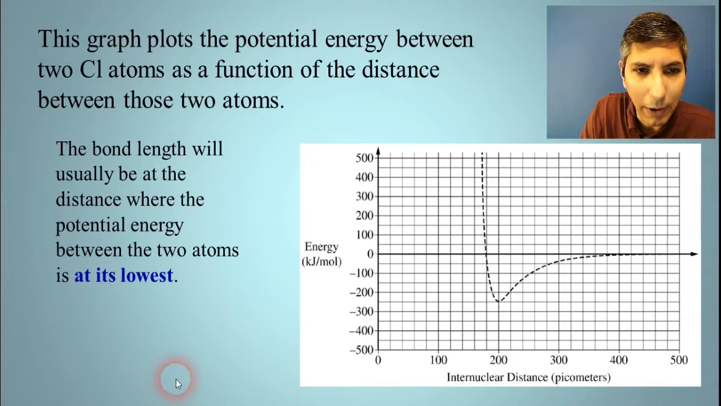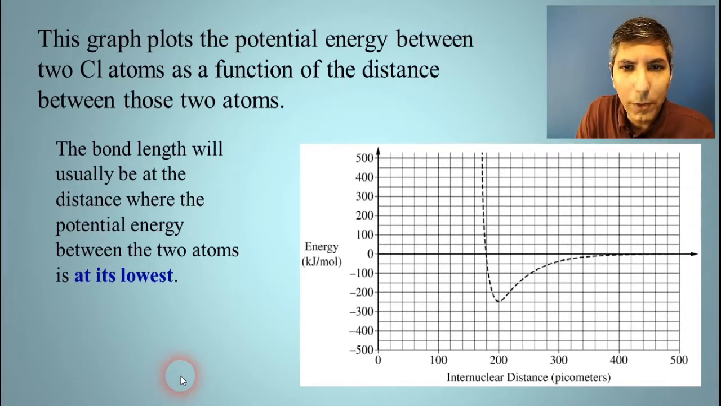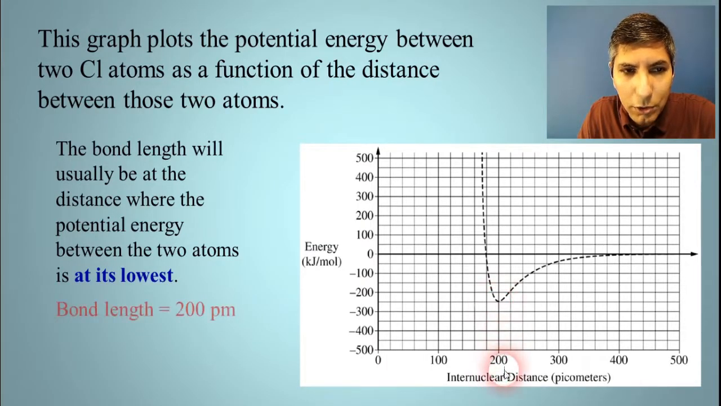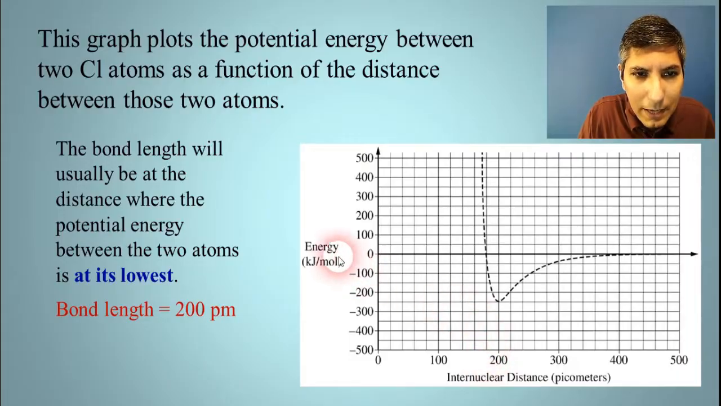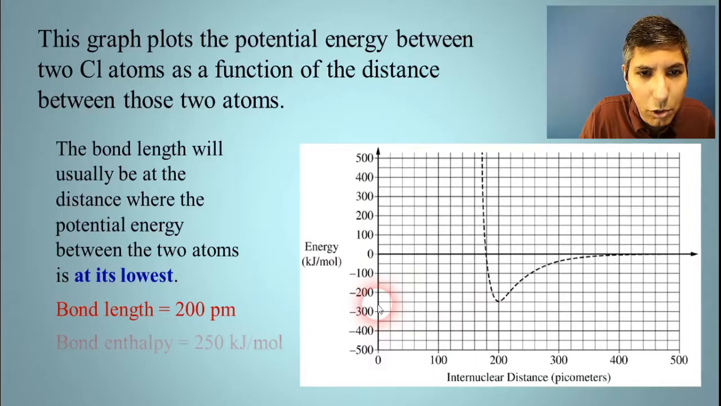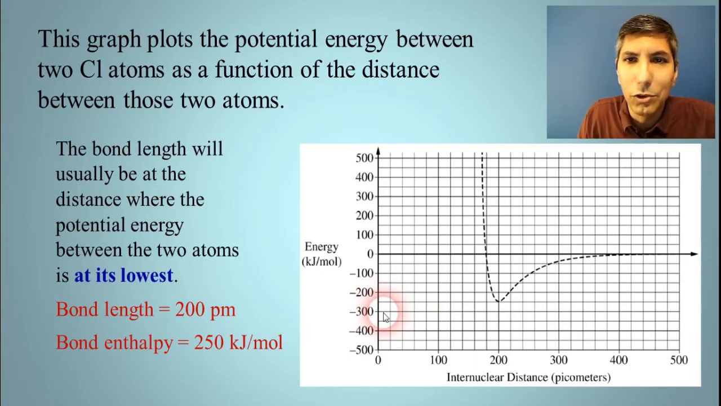Can you look at this graph and tell me what the bond length is actually going to be? Well, the answer is it's going to be the internuclear distance where the graph hits its lowest point, which is 200 picometers. So that's the bond length here. Now, what if someone asked you what's the bond enthalpy or the bond energy between these two atoms? Well, it is the energy where it hits that lowest spot. So it's going to be about 250 kilojoules per mole.